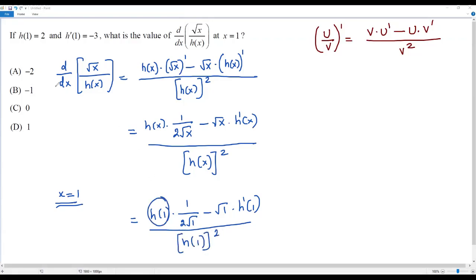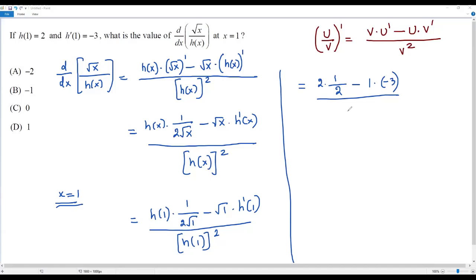For h of 1 we have the value in the question, that is 2. So we can plug in 2 for h of 1, and for h prime of 1 we have the value negative 3. Now let me plug in. Then we get 2 times 1 over 2 times square root of 1, which is just 1. The value of h prime of 1 is negative 3, and h of 1 is 2, so we get 2 squared in the denominator. In the first term the 2 cancels out, and I get 1.